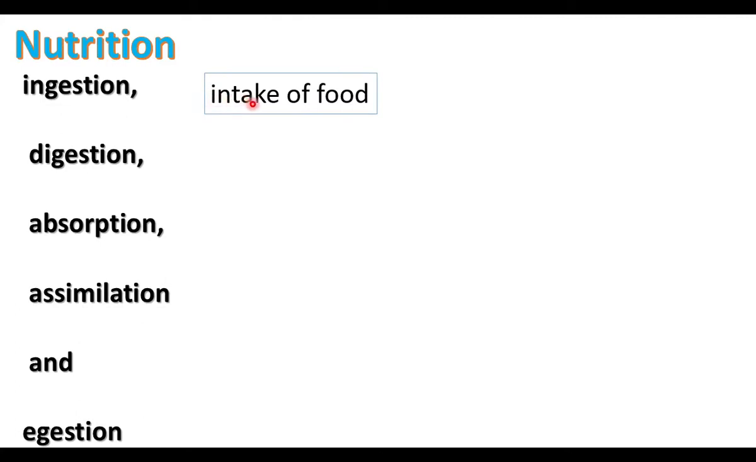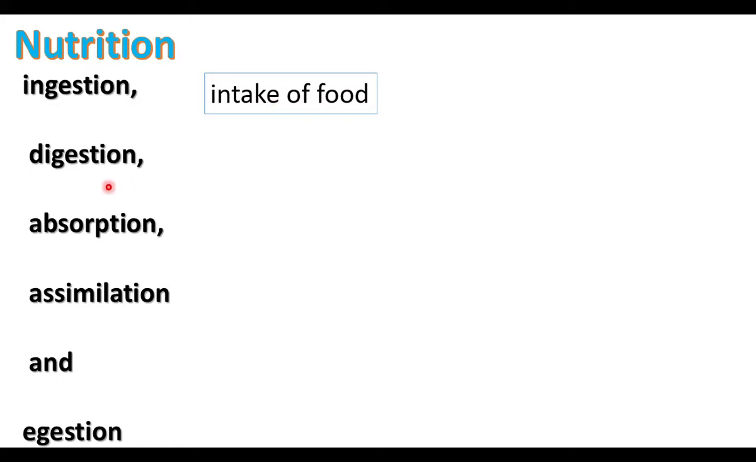Nutrition is a broader term. Digestion is a part of nutrition. Nutrition includes ingestion, digestion, absorption, assimilation, and egestion. Intake of food is called ingestion. We take in food through our mouth.